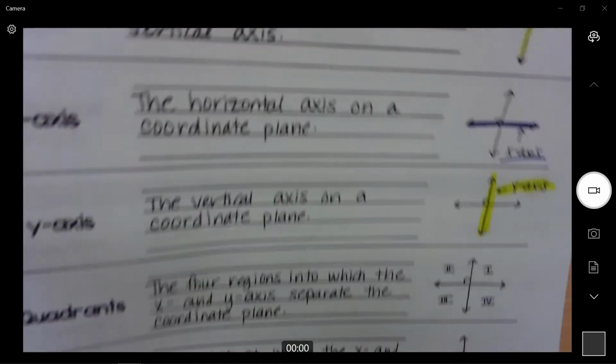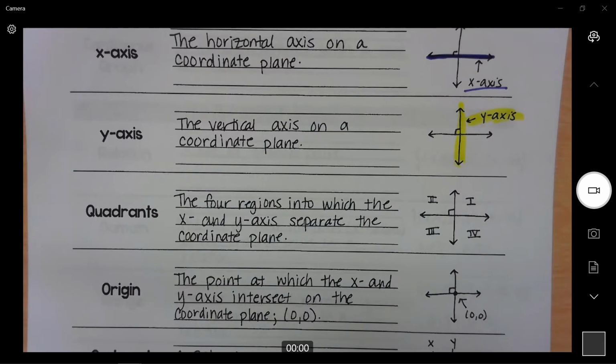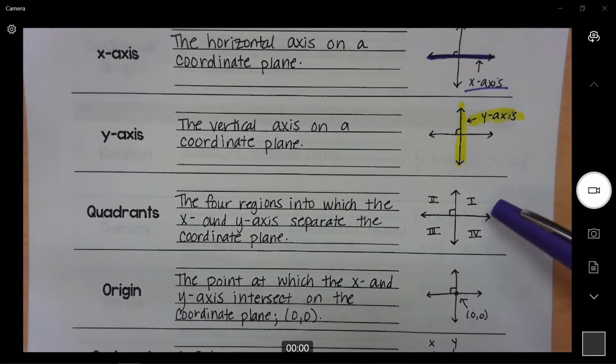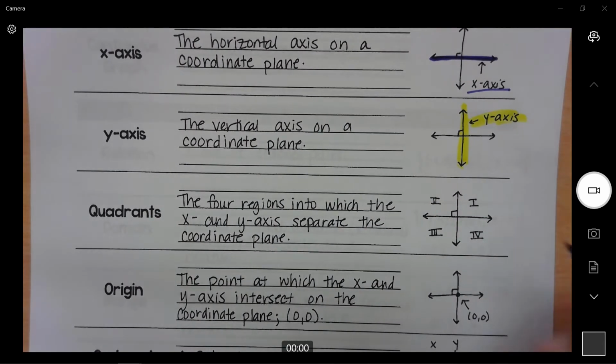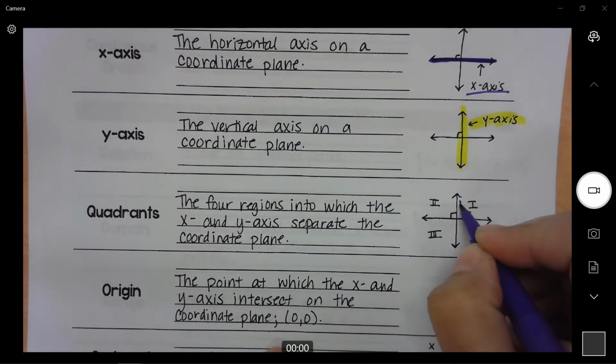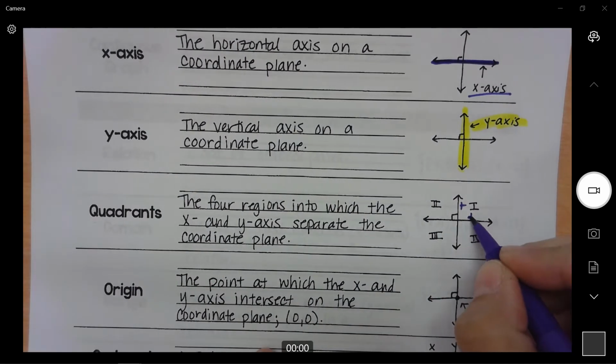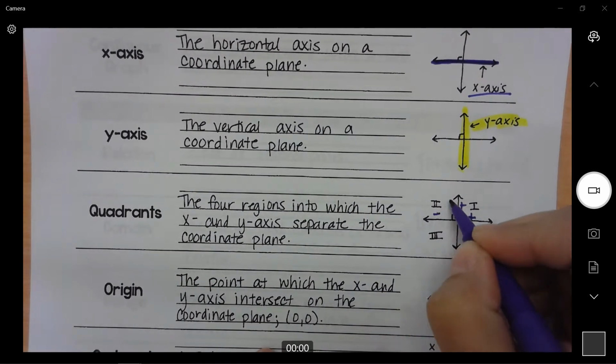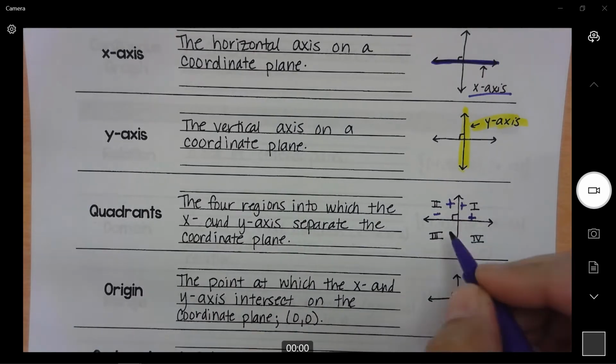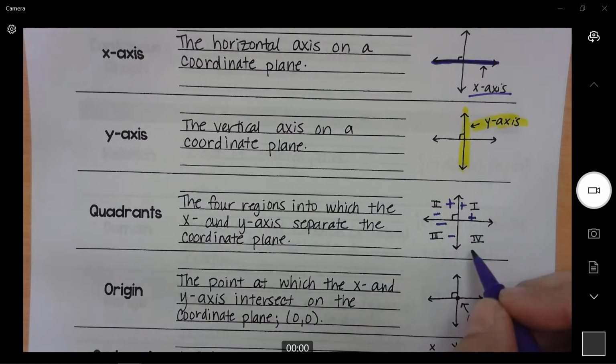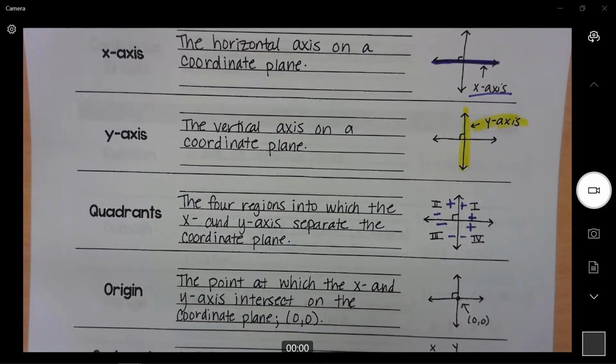Okay, so when you create that X, you actually create 4 quadrants. You have quadrant 1, which is positive x and positive y. We have quadrant 2, which is negative x but positive y. We have quadrant 3, which is negative x, negative y, and quadrant 4, which is positive x, negative y. So that's the type of numbers that you'll have in that particular quadrant.